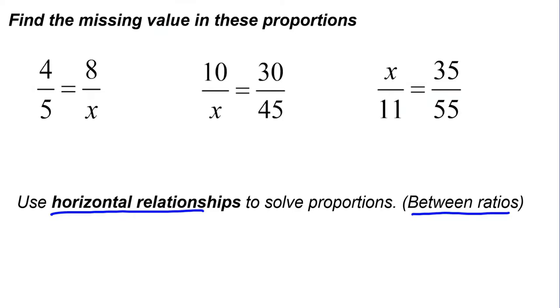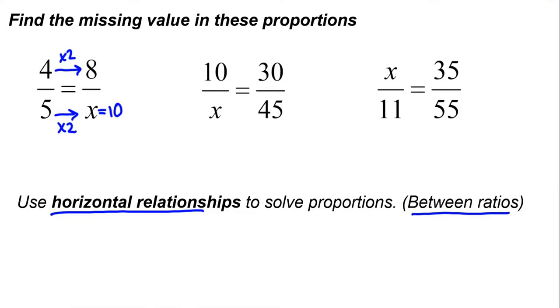So for example, in this first one, I noticed there's a nice relationship between the 4 and the 8 in the numerators, and you'll notice that 4 times 2 is 8. Now, if these ratios are equal, it would be like I was scaling this ratio up. So I would have to do the same thing to the denominator. The denominator also has to be twice as big as the other one. So 5 times 2 is 10. So that tells me the missing value in this proportion is 10 as well. So 4/5 is equal to 8/10. So again, we're looking between the ratios for some type of multiplication or division relationship.